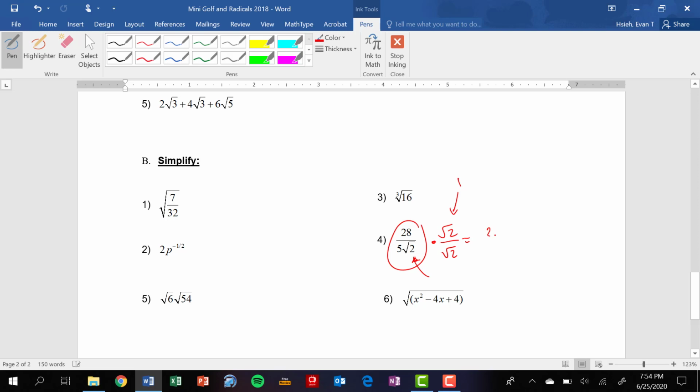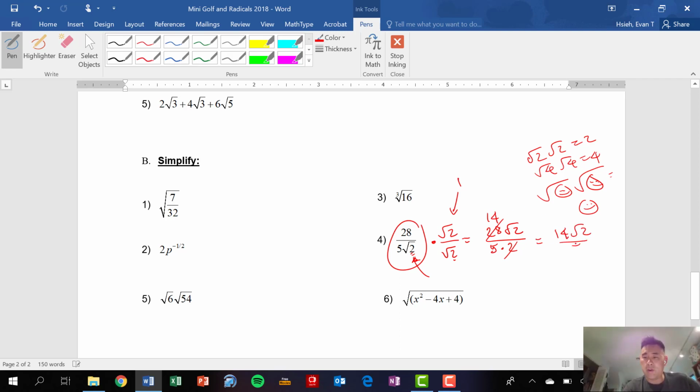And so this is going to be equal to 28 root 2, multiply straight across, right, when you're multiplying fractions. And then root 2 times root 2 is just 2, right? Root 2 times root 2 equals 2. Root 4 times root 4 equals 4. Root smiley face times root smiley face equals smiley face. All right, so you get 5 times root 2 times root 2 is just 2, so 5 times 2. Hopefully you can see that the 28 and the 2 simplify to 14. So it simplifies to 14 root 2 over 5.